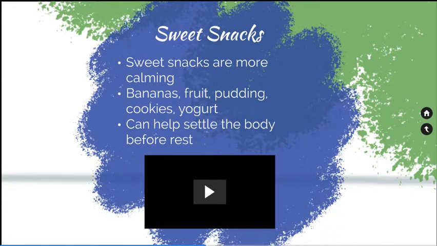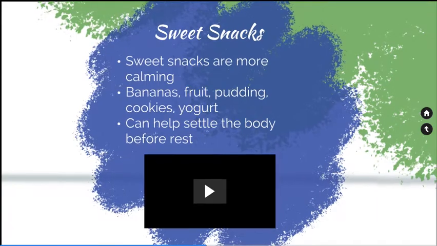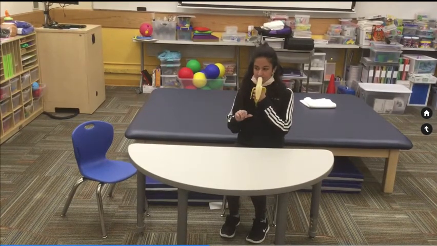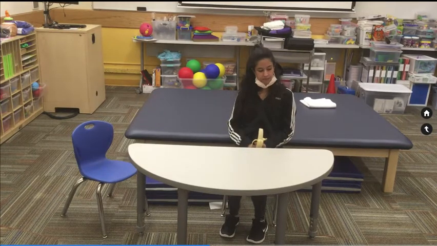Sweet tasting snacks, such as bananas, fruit, cookies, pudding, or yogurt, are typically more calming. Possibly suggesting children to eat sweeter snacks before rest will help their bodies relax before rest time. Now, let's watch a simulation video of a student eating a sweet snack. As you can see, Sukhman is eating a sweet tasting snack, which gives a more calming effect and can prepare her for rest time.